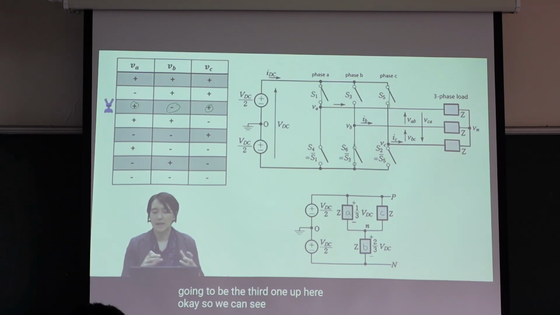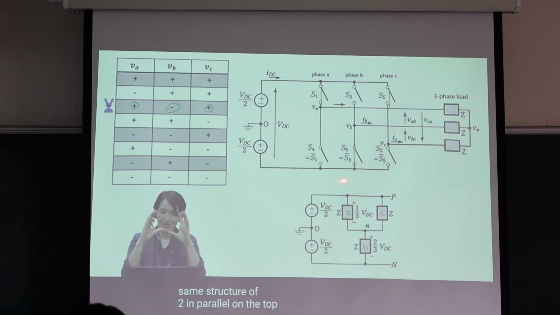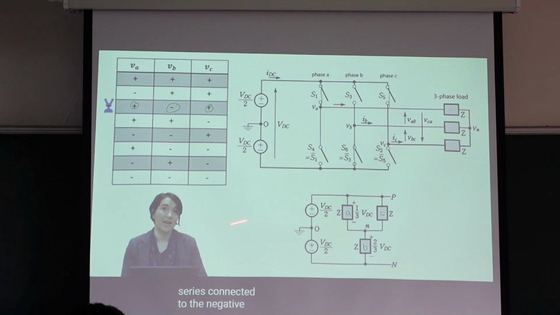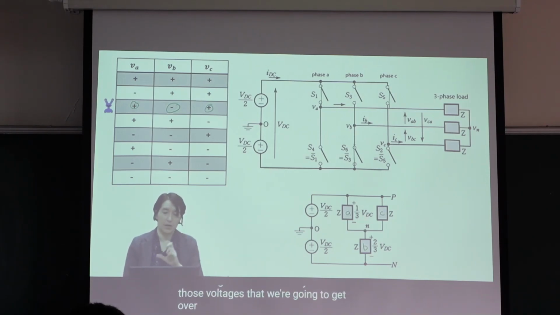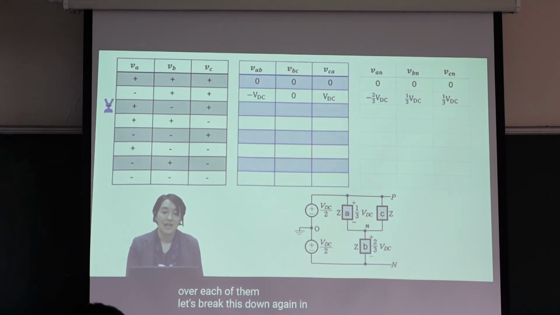Okay, so you can see, again, we have that same structure of two in parallel on the top, connected to positive, and then one in series connected to negative DC. So you can see those voltages that we're going to get over each of them. Let's break this down again in our line to line and our line to neutrals. Once you have the diagram at the bottom, you just fill it in.